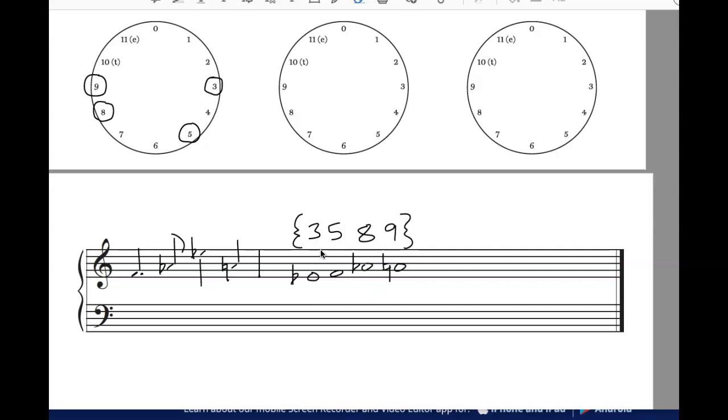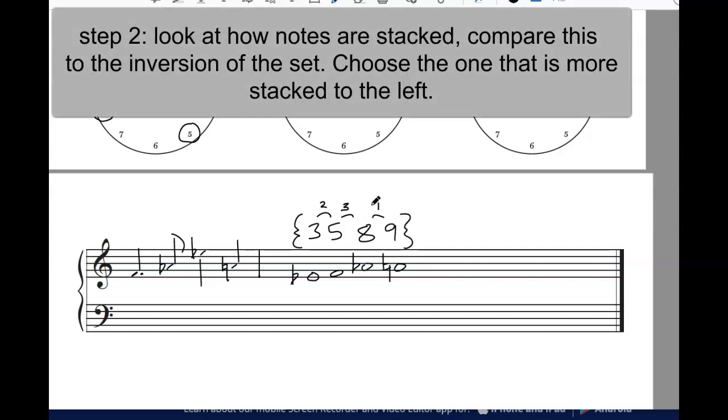The next step is where things get a little bit more complicated, so stay with me here. We have to investigate the adjacent intervals within this normal order to see how these notes are stacked. Looking at the 3 to 5, we have a whole step, so I'll put a 2 here. From 5 to 8 is 3 half steps, and from 8 to 9 is 1 half step. So when we look at the way these notes are stacked within this set, they are more stacked to the right. The smaller interval is over here on the right.